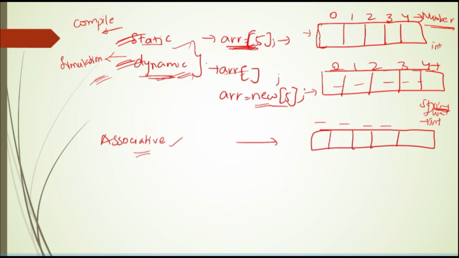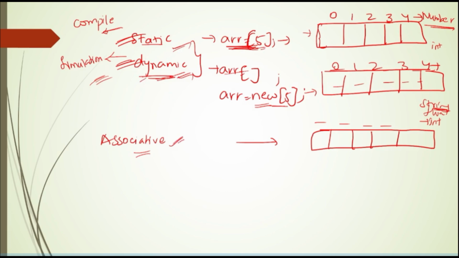So the running period of a dynamic array is slow compared to that of a static array, because in a static array we declare the size of the array beforehand, and the memory allocation is done during compilation time itself. So when we are simulating, the code will run much faster compared to a dynamic array.